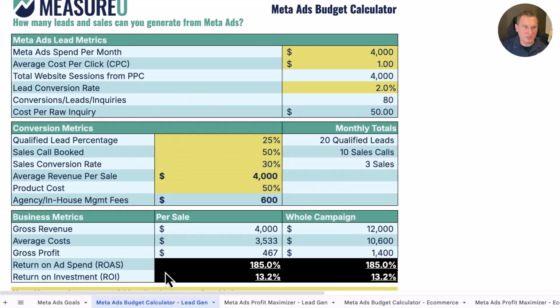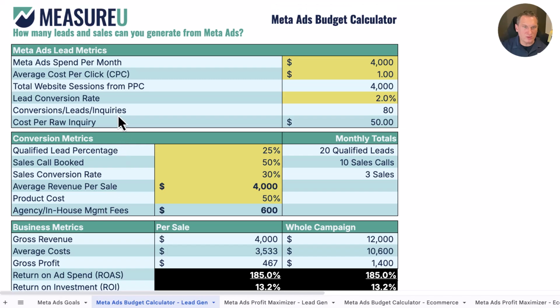But the most important thing after that comes from going through and figuring out, okay, what about when I actually run the ads? What should my budget be? This takes your goals and then turns them into more actionable steps.